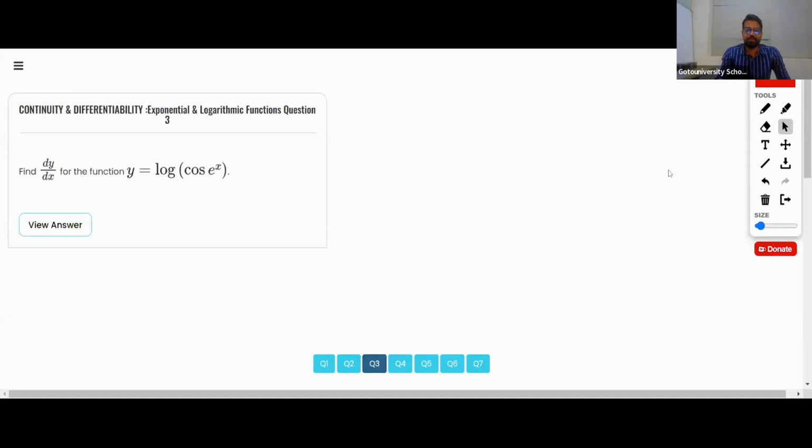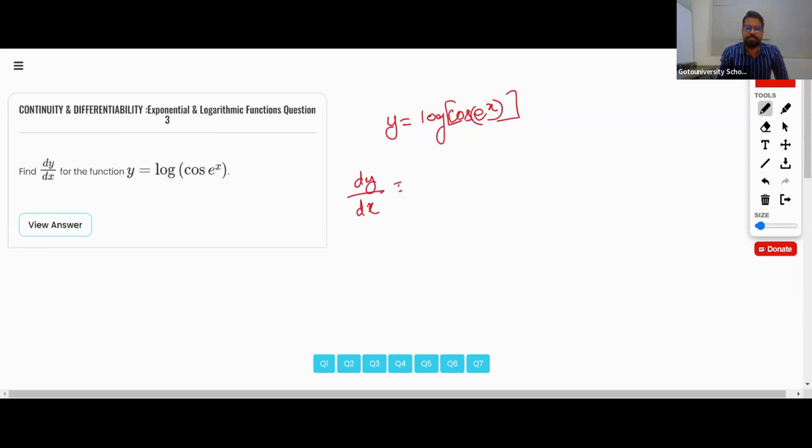Now we have a combination of logarithm as well as trigonometric. See the combination, we have a logarithmic function, a trigonometric function, as well as an exponential function. So that means we have to use the chain rule carefully. y is equal to logarithm of cos of e power x. This is our function. There are 3 functions involved, right? Very good, very interesting one, right?